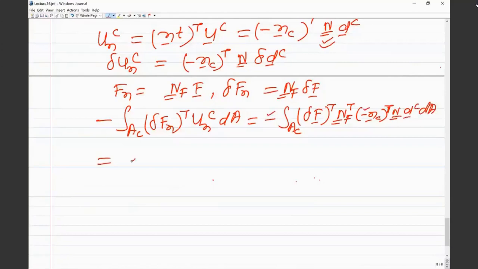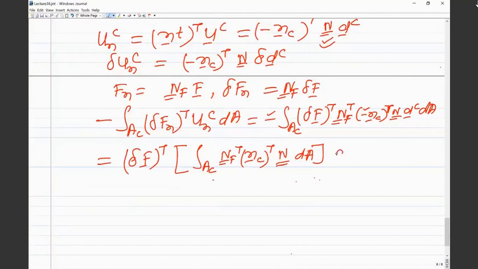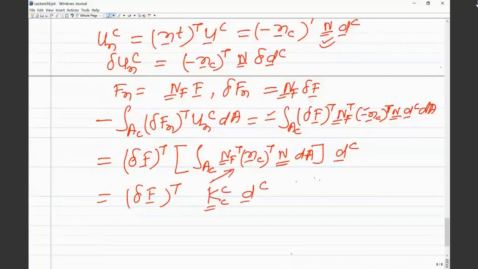So this can be written as now delta of F transpose, we can take out of the integration sign on the left hand side. And then we have this integration over the contact area, and then we have this NF transpose and into NC, that's the subscript. So we have this NC transpose, and then we have this N DA, and then DC, we are taking out on the right hand side. So this is DC. And so this can be written as delta of F transpose. And now this is for the contactor body. So this we are denoting as matrix KCC and into DC. That is what, and KCC is basically this matrix what I have written over here.